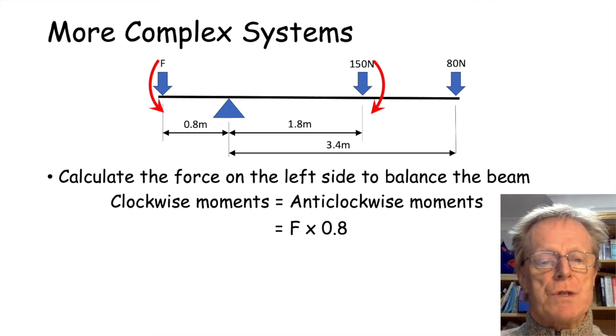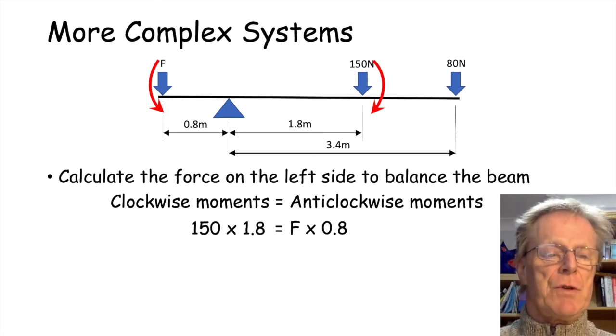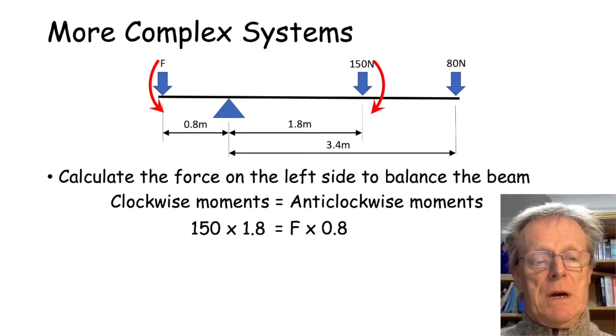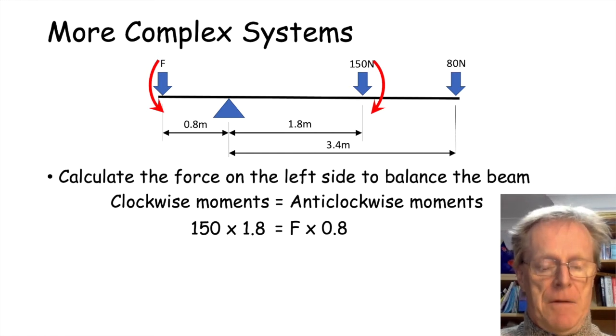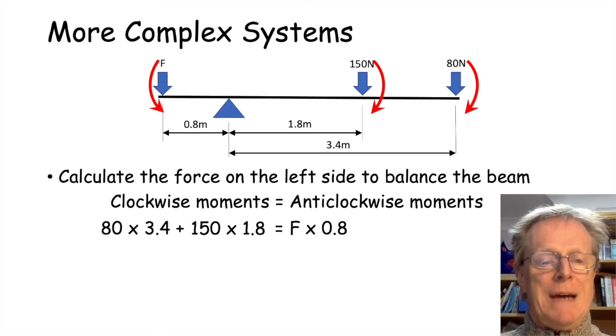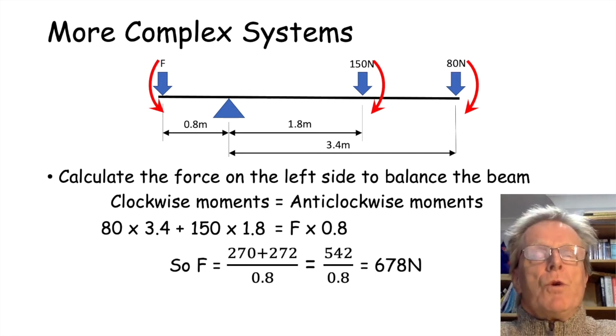The final force on the beam, the 80 Newton force, again is trying to turn in a clockwise direction. So therefore, we can put in 80 times 3.4 onto the clockwise side. All you need to do now is to rearrange the equation to find F. So 80 times 3.4 is 270, 150 times 1.8 is 272, add those together, divide by 0.8, and that gives you 678 newtons. And that, looking at the problem, is what you'd expect.